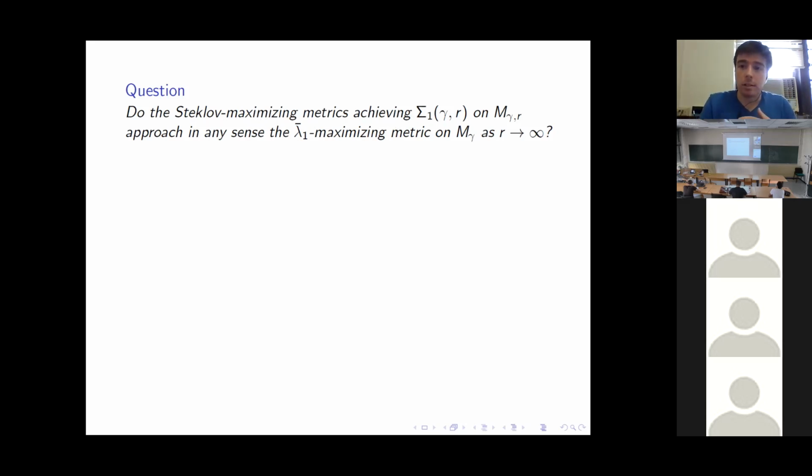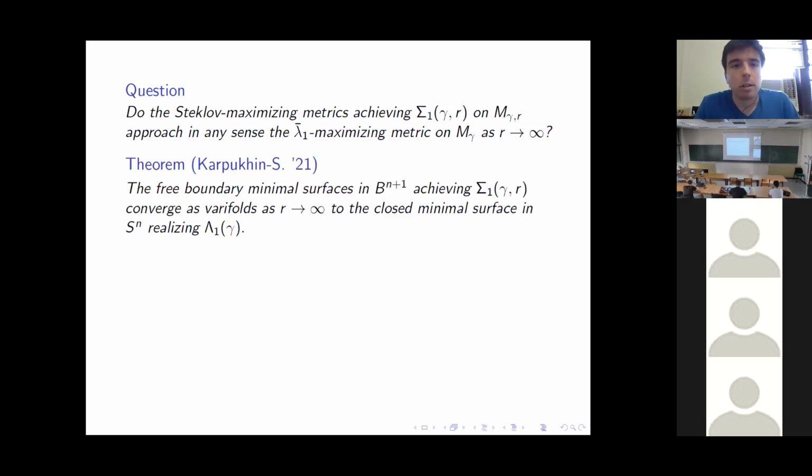Okay, and building on these stability results with Nahon and Polterovich, Mikhail Karpukhin and I have been able to say this is true. So the free boundary minimal surfaces in B^(n+1), which achieve this maximum sigma 1 of gamma, r, converge at least as varifolds as r goes to infinity to the closed minimal surface in S^n, realizing lambda 1 of gamma. Okay, so let me try to make a few remarks here.